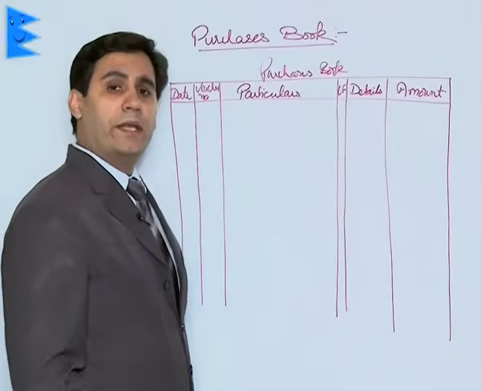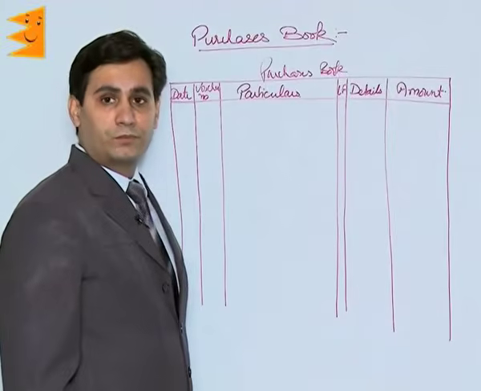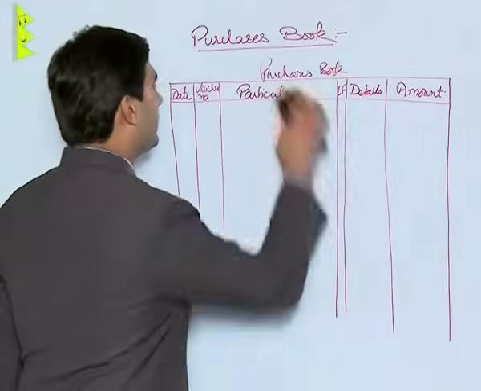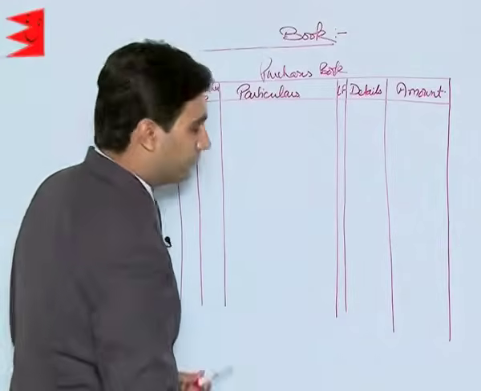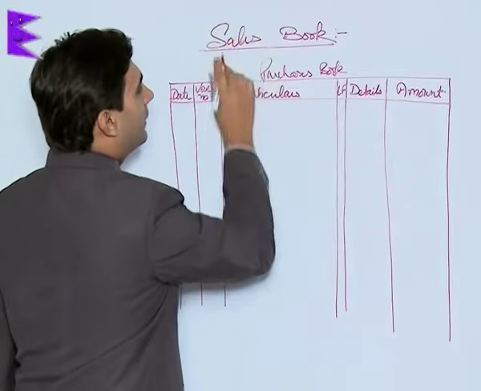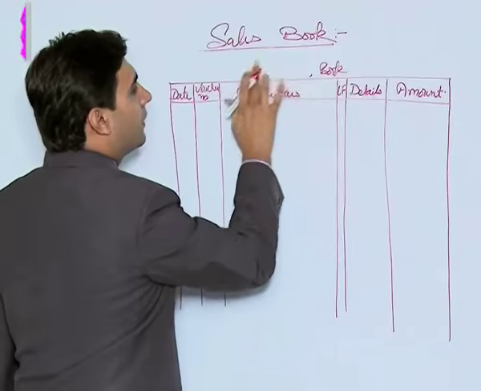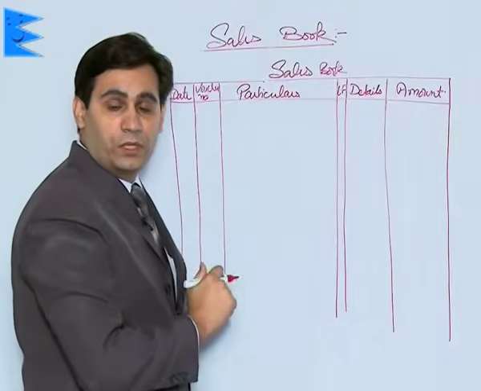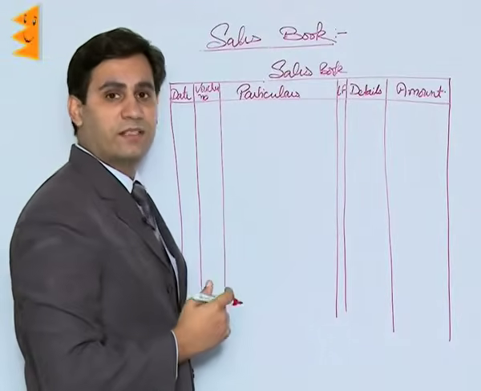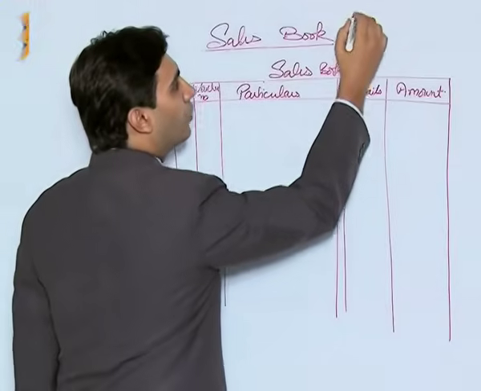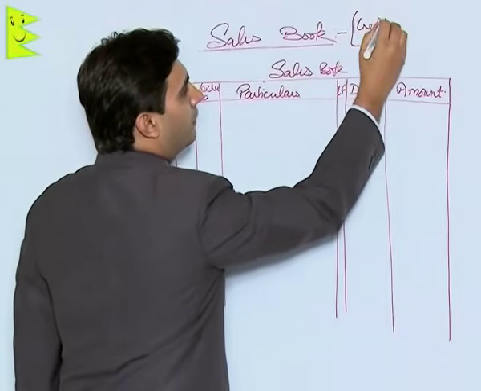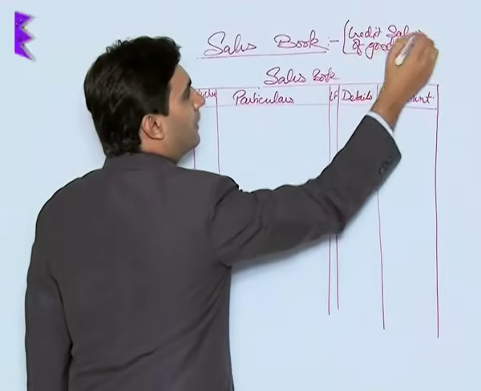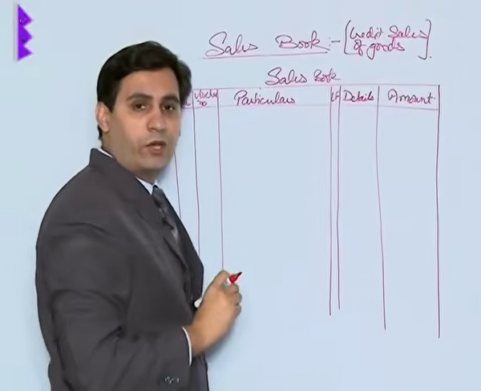For that matter, any other book, let's say sales book, will also have the same format, but only the name will change. So now if we have sales book here, then instead of this purchases, just write sales book here and the same format will continue. Similarly for purchase return and sales return. But remember, in sales book only what will be recorded? Credit sale of goods and nothing else. It would be credit sale of goods.